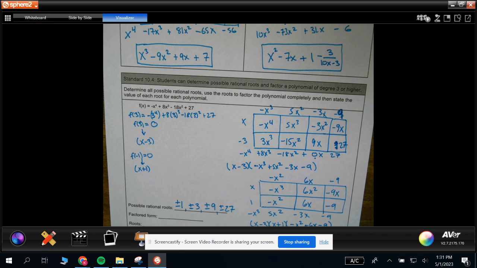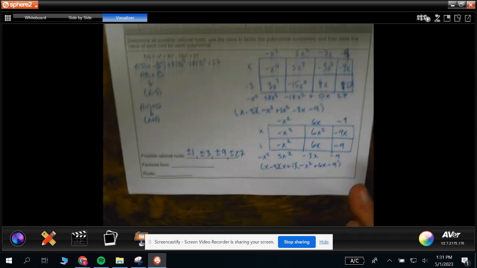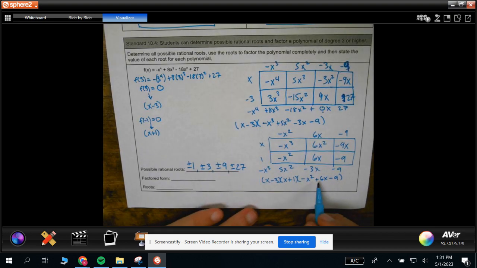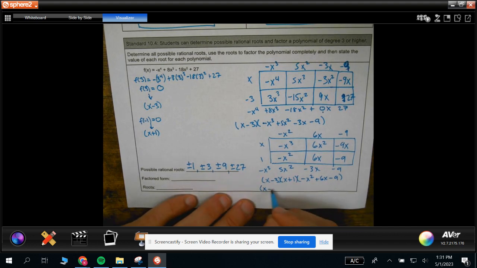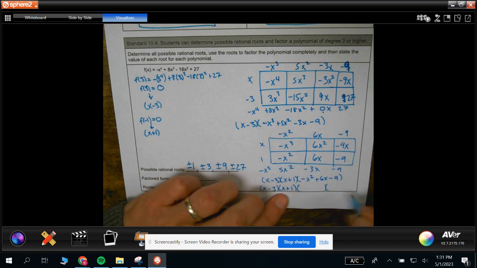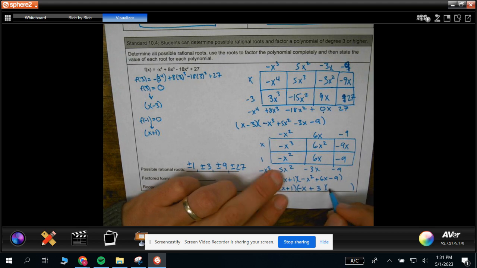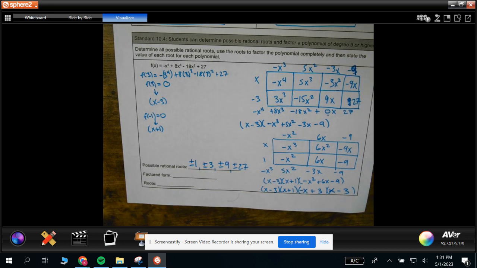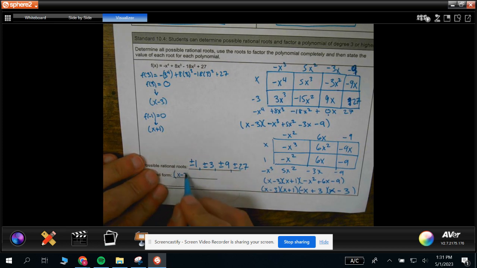Now, for my fully factored form, I have a quadratic here. I have to factor this. If I factor that last part, it's going to factor down to negative x plus 3 and x minus 3. So my fully factored form is x minus 3, x plus 1, negative x plus 3, x minus 3.